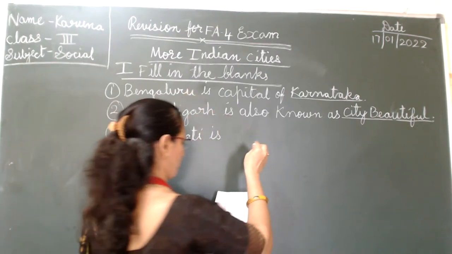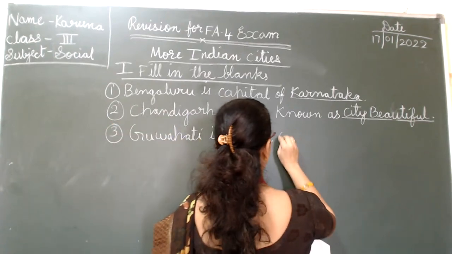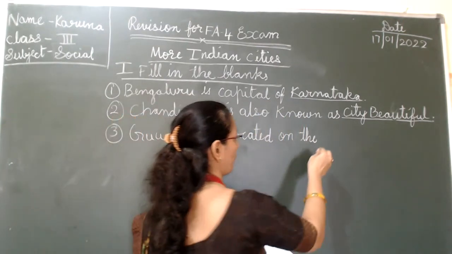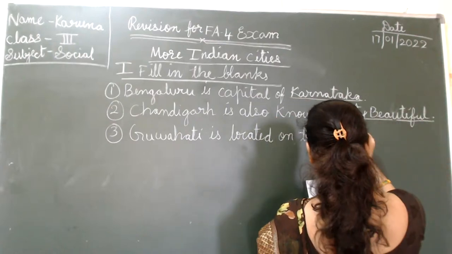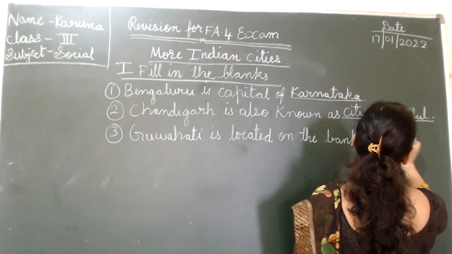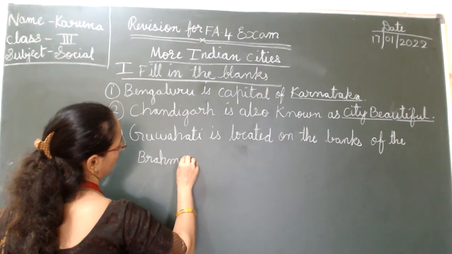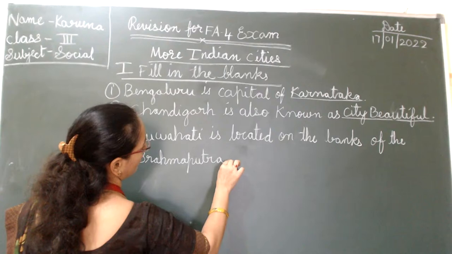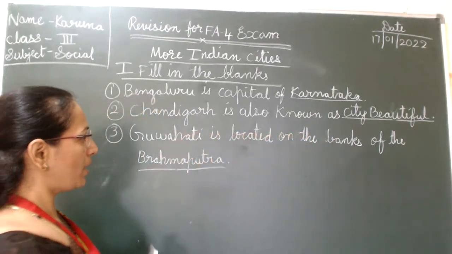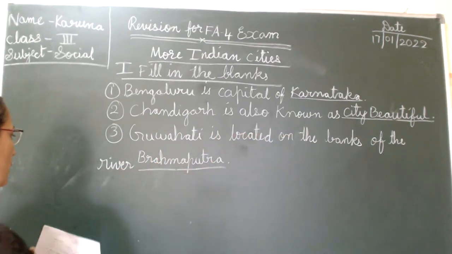Third one, Guwahati is located on the banks of which river, children? Yes, Brahmaputra River. Okay, the answer is Brahmaputra. Guwahati is located on the banks of the river Brahmaputra. Which river? Brahmaputra.